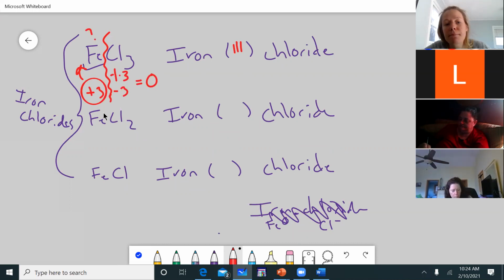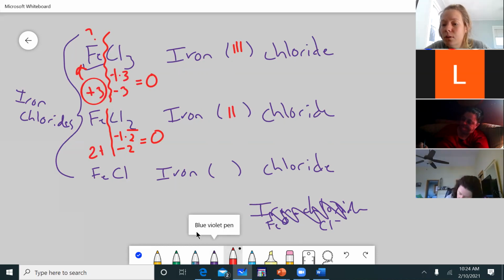Let's look at this next one. So I'm going to sort of cut it in half. I know the whole thing has to equal 0. Chlorine is still a -1. That hasn't changed. What has shifted, though, is that there's only 2 of them right now. So instead of multiplying it by 3, I'm going to multiply by 2 for a -2 charge. If this is -2, what does this have to be to balance it out? A 2+. So this is iron 2 chloride.